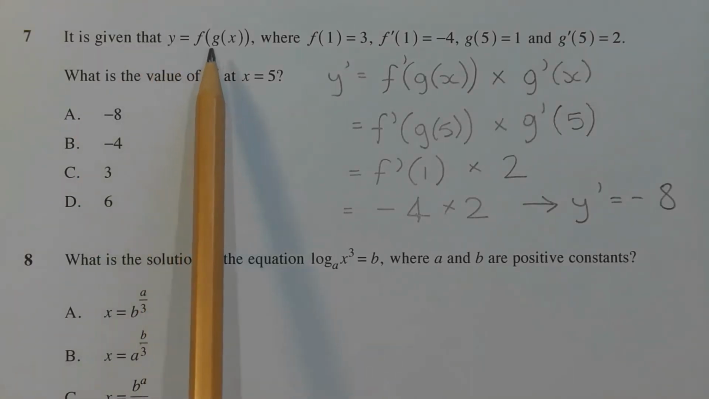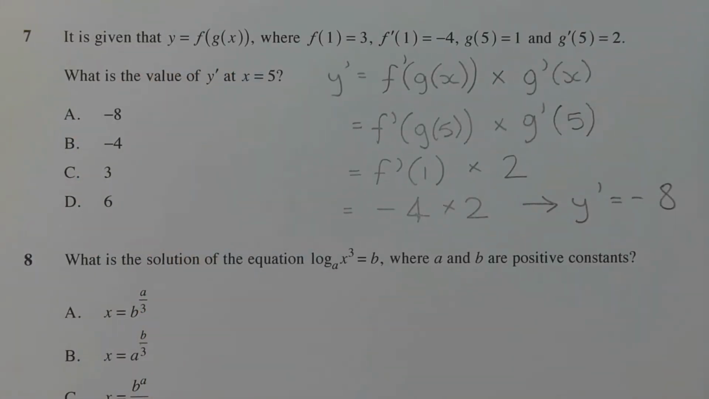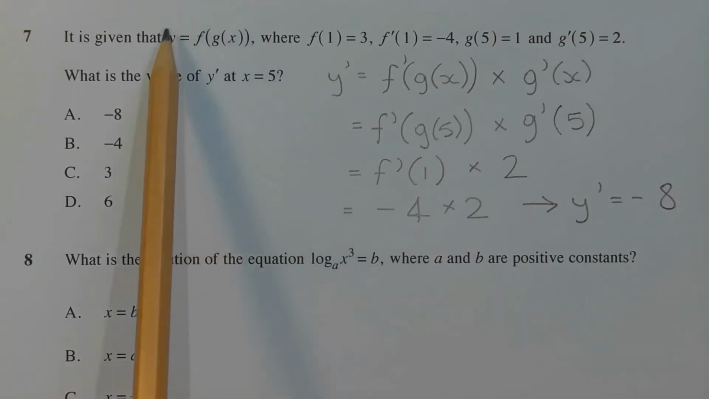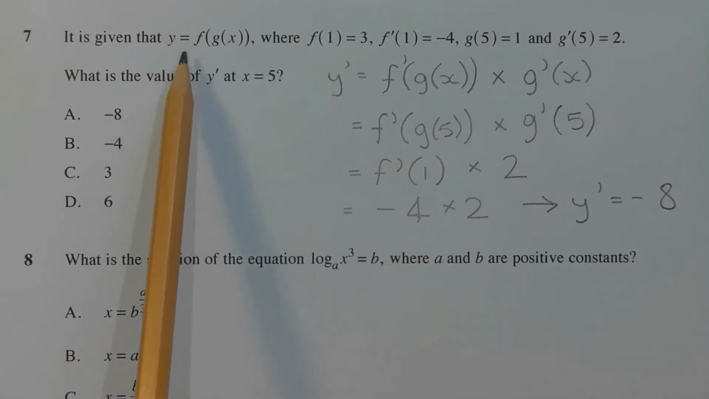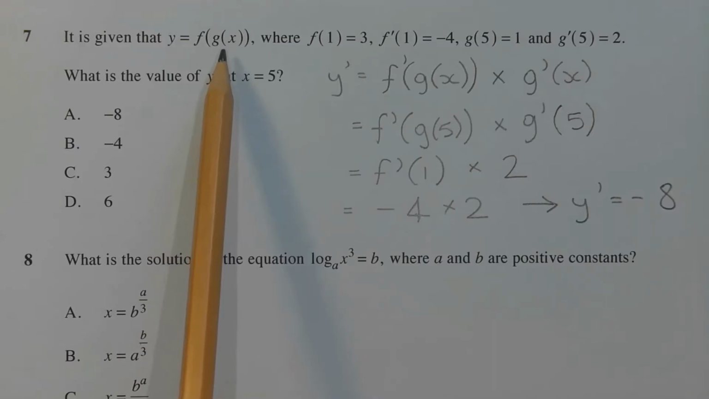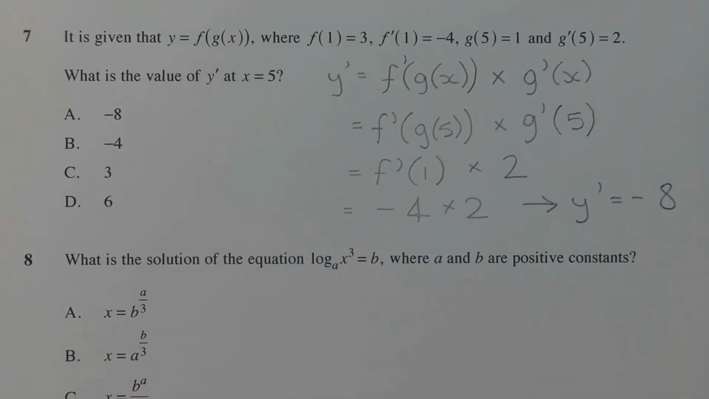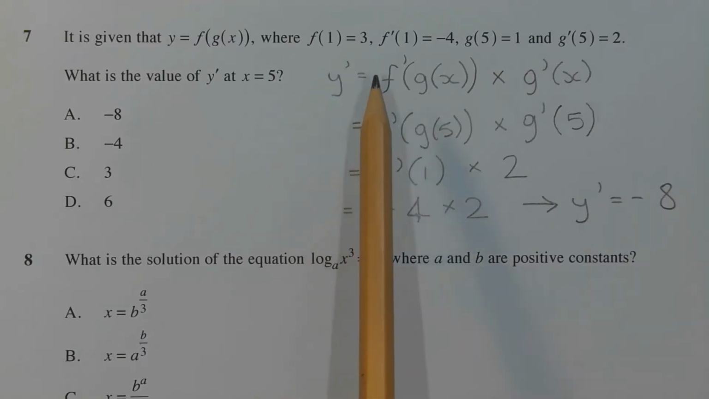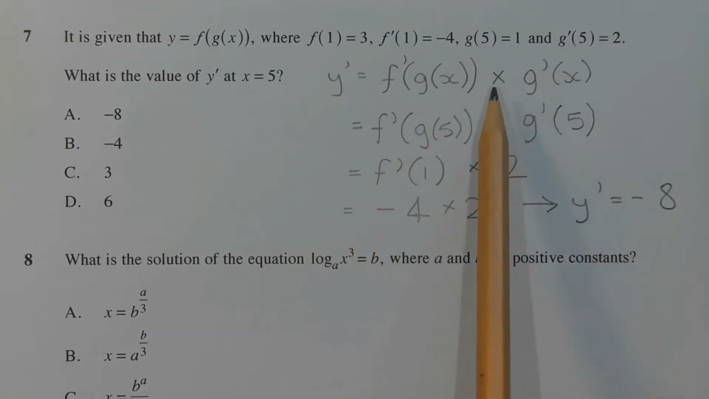Y equals f of g of x is a composite function. So in order to differentiate a composite function, the chain rule needs to be applied. And the way it works is we differentiate the outer function, which is f, and multiply that by the derivative of the inner function, which is g. So applying the chain rule, we get y dash is equal to f dash of g of x times g dash of x.